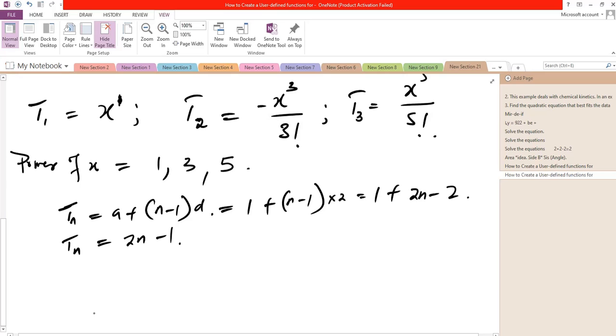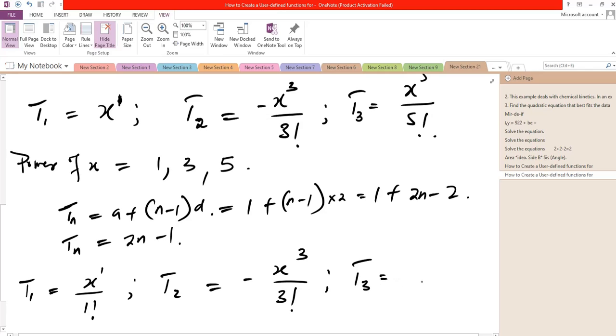Now let's look at the factorial down there. Let's express all the terms in terms of factorial. You have t subscript 1 to be x raised to power 1 all over 1 factorial. Then you have the second term to be minus x raised to power 3 all over 3 factorial. And you have the third term to be x raised to power 5 all over 5 factorial.